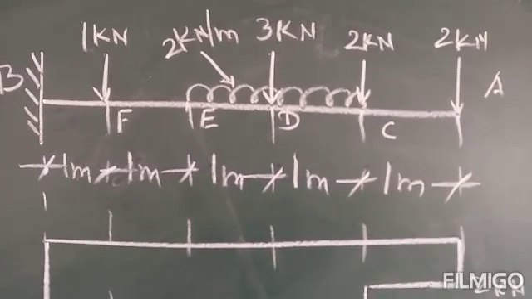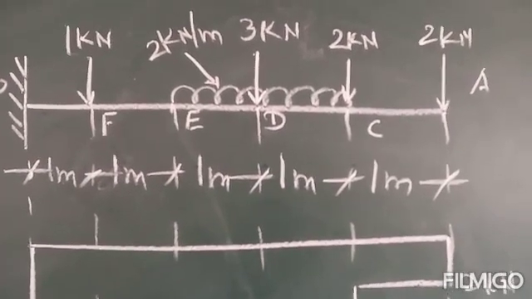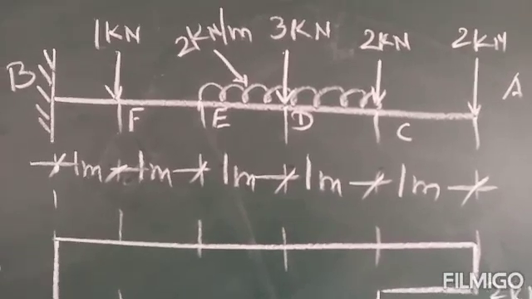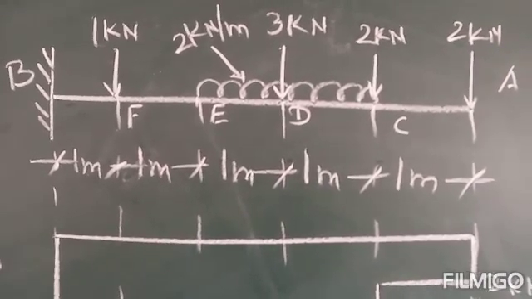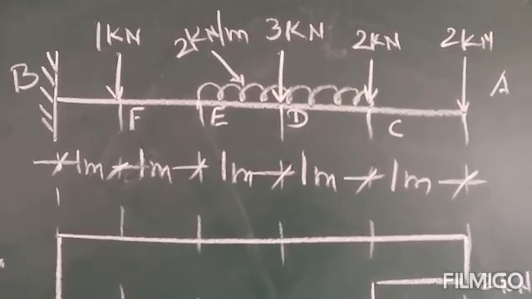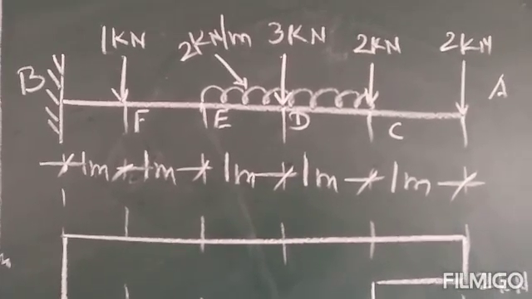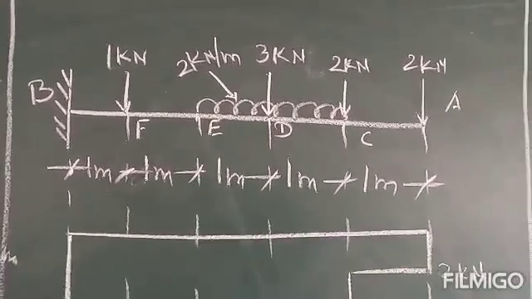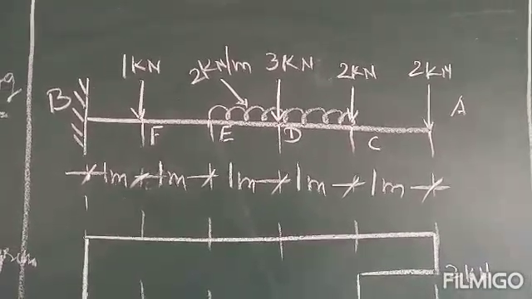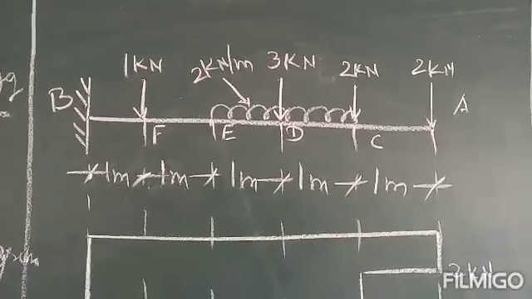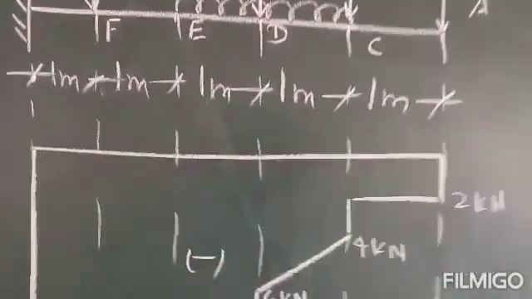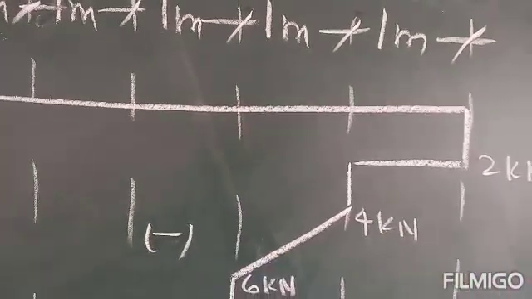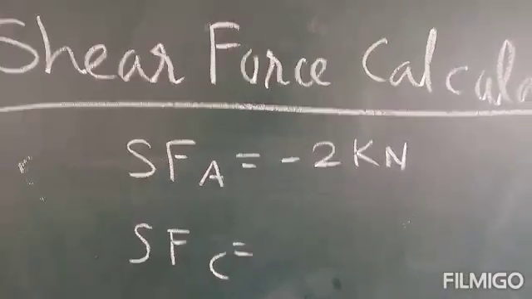We have to consider the right side for this calculation, or we can take the left side also, but this is a cantilever, so there is no bending moment at this point. So bending moment at A is 0. We have to calculate the shear force at point A. This is 2 kilonewton downwards, so it will be negative, that is -2 kilonewton. So we have to draw -2 kilonewton in the downward direction. So this is -2 kilonewton.